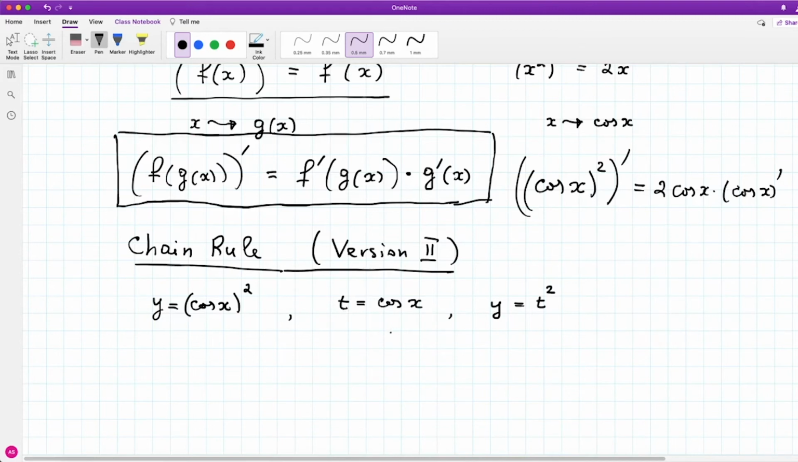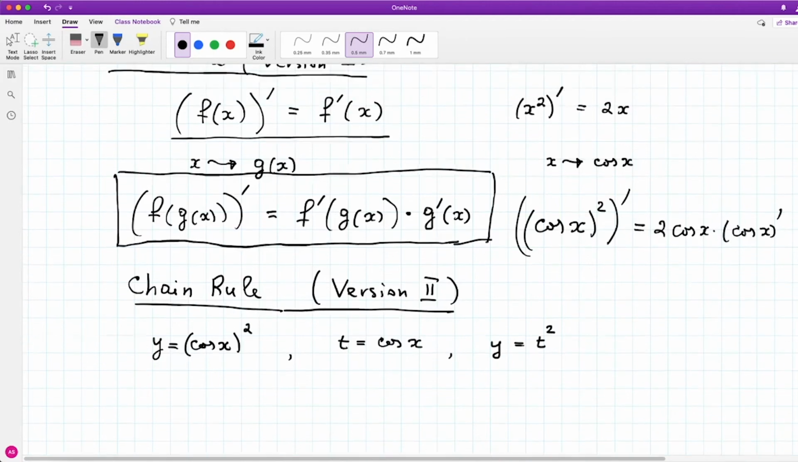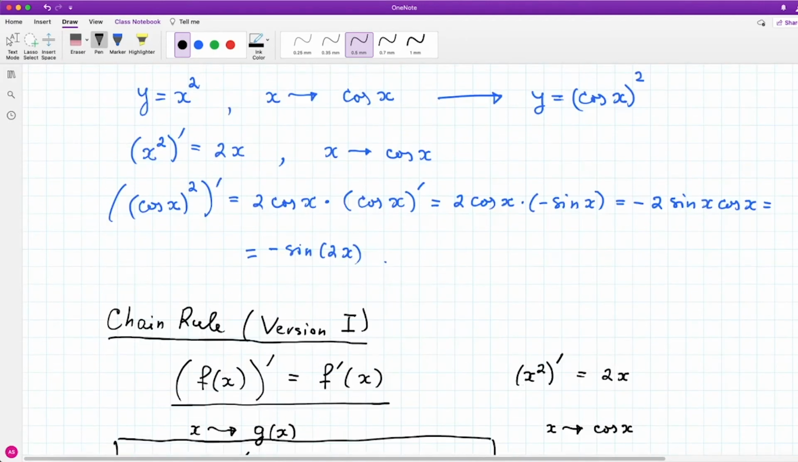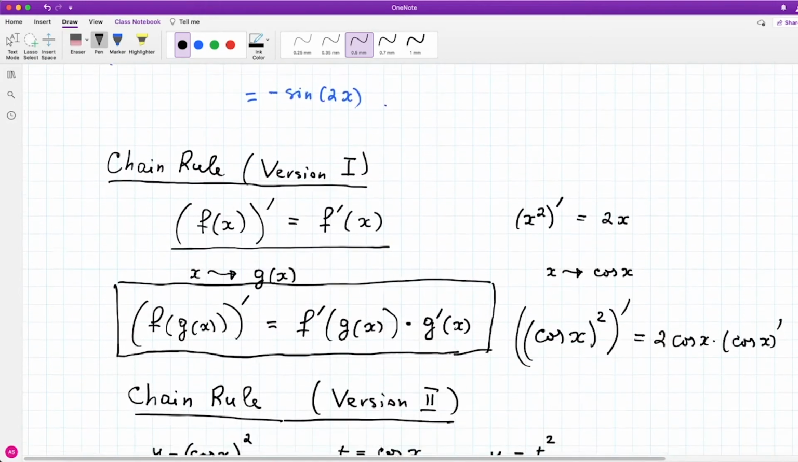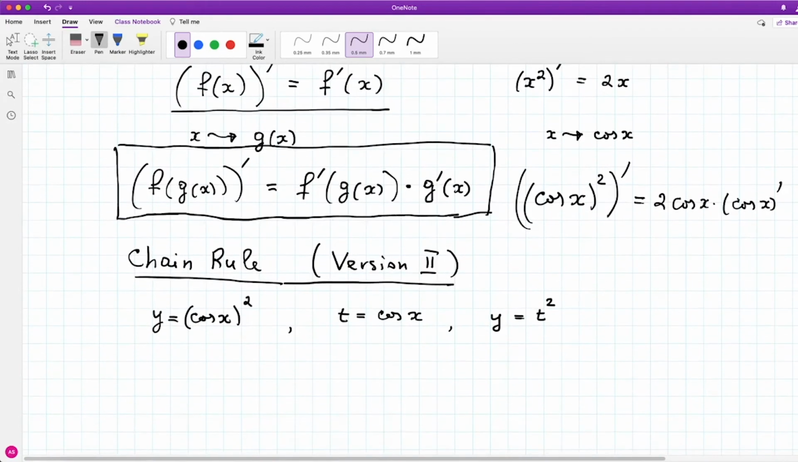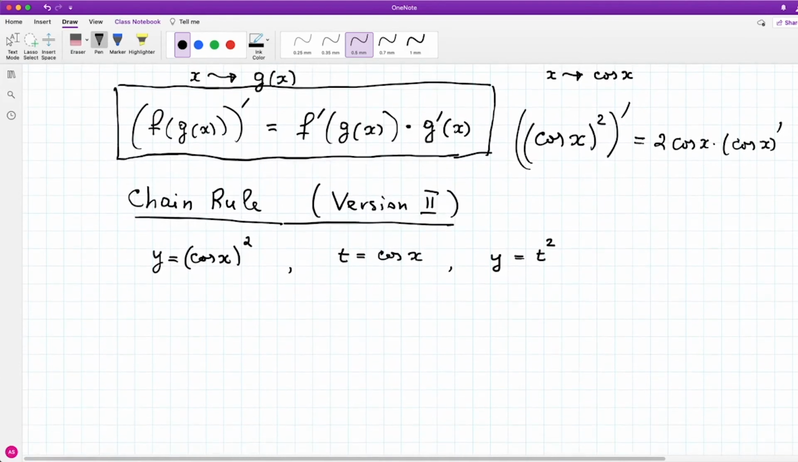In contrast with the previous notation that we were using, we couldn't really say that x equals cosine x, and I was using that squiggly line to indicate that we're replacing x. We're replacing x with cosine x. I couldn't really say that x equals cosine x. But if we're using a different letter, now we can actually say that t equals cosine of x.